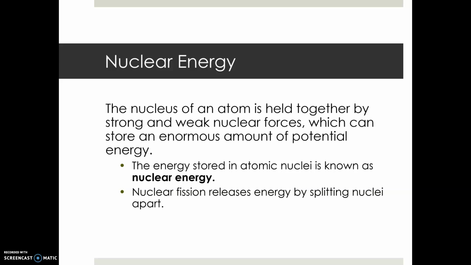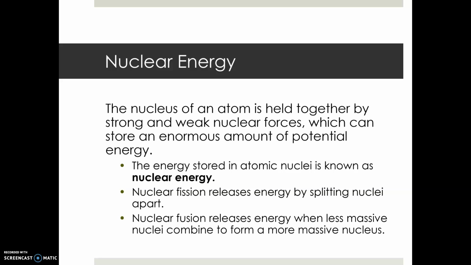The process that we use to release this kind of energy is called nuclear fission. Okay, so nuclear fission is when an atomic nucleus is split apart. So this is the kind of stuff that is used in nuclear power plants. They release the energy that is contained within that nucleus in order to harness the energy that's provided.